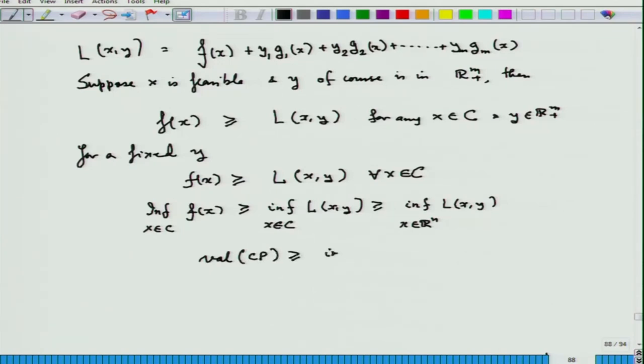Now, I have done it for a fixed y, but this is true for every y. If I take one y, this argument holds. Take another y, the same thing will hold. So, this is true for all y, which tells me that the value of Cp is always bigger than theta of y for all y.